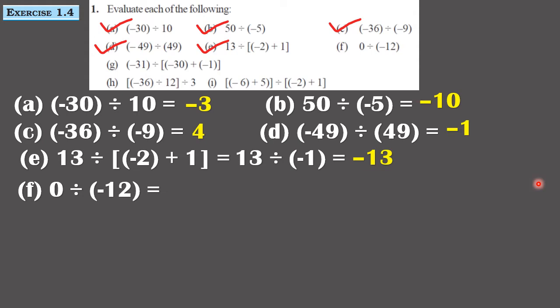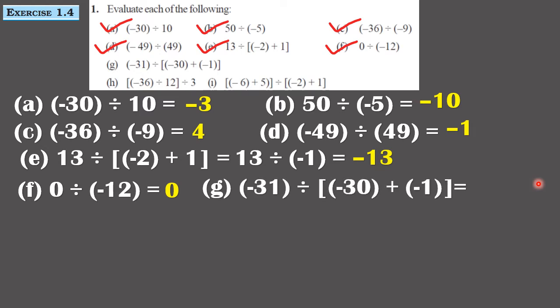0 divided by negative 12. So 0, if we divide 0 by any integer, the answer is 0. And 0 doesn't have positive or negative. It's neither positive nor negative. No sign for 0.